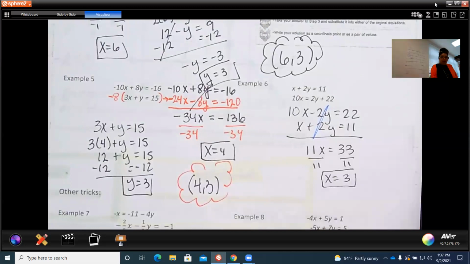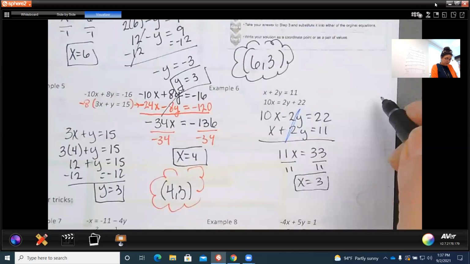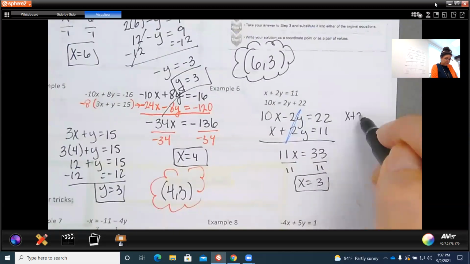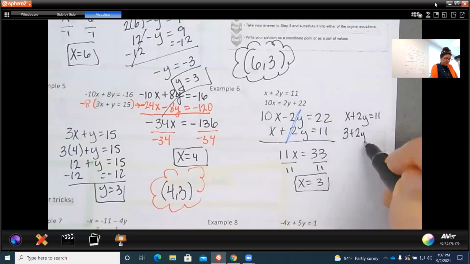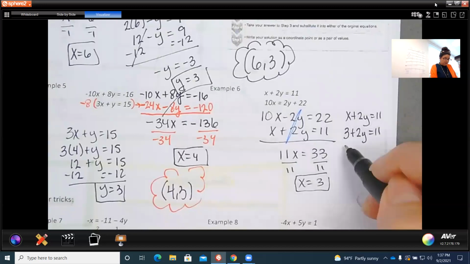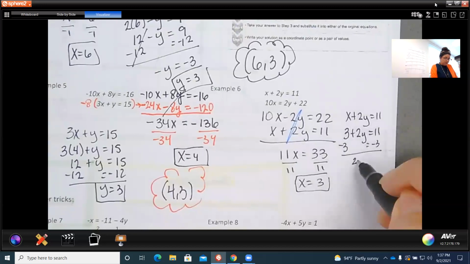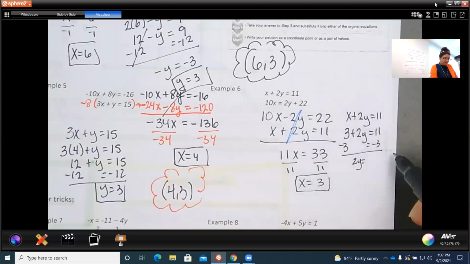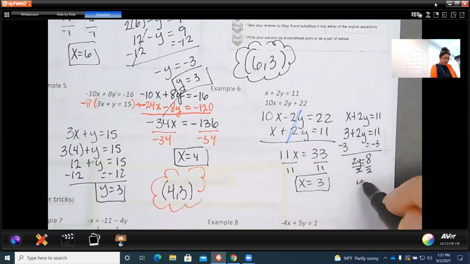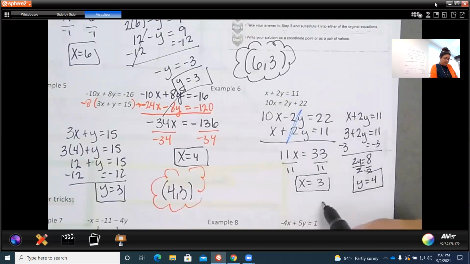To find Y, substitute it into either original equation. It doesn't matter which one. I'm going to choose the top equation. Wherever I see an X, I'll substitute in a 3. And then I'll solve for Y. So I'll subtract 3 from both sides. 2Y equals, what's 11 minus 3? 8. Divide by 2 and Y equals 4. What's my answer? 3, 4.